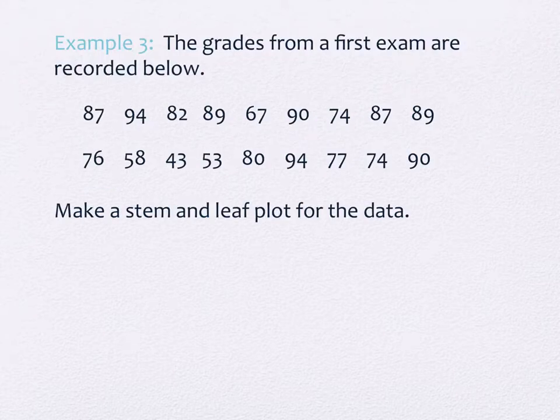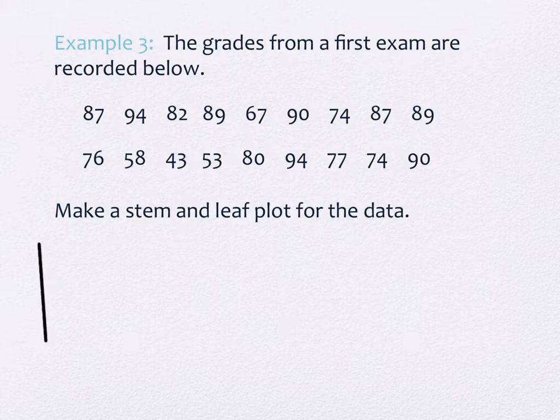These are the grades on a first exam: 87, 94, 82, and so forth. And we're going to make a stem and leaf plot for the data. We're going to have one that's sort of a working copy, and then we'll make our final copy, and I'll show you why. If you can and want to just jump to the final copy, that's fine. I find myself more likely to make a mistake if I try, so I just do a mock-up copy first, and then I'll show you how we reorganize it.